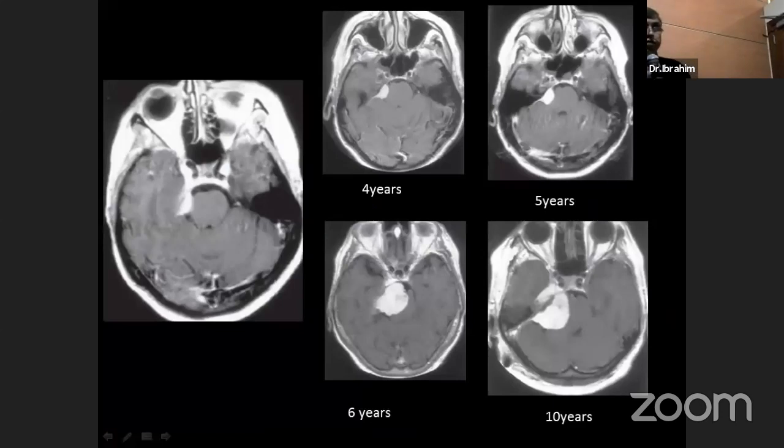So this is one meningioma. This is 4 years later, no change. 5 years later, no change. 6 increased, 10 years increased. So they tend to grow.